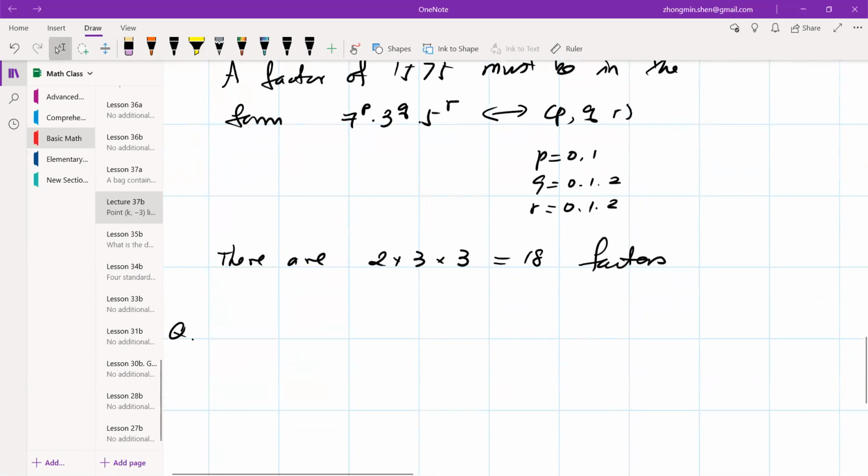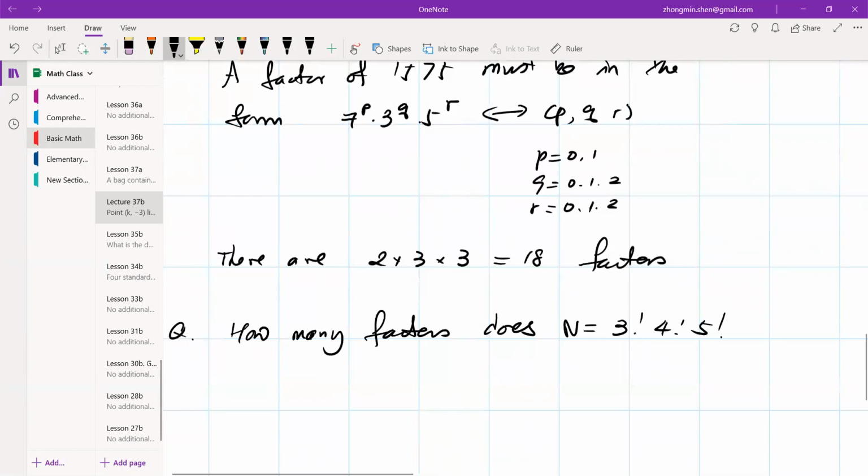Yeah. So here's the next question. Do one more problem. How many factors does the product of 3 factorial, 4 factorial, and 5 factorial have? This is a product of three bigger numbers.